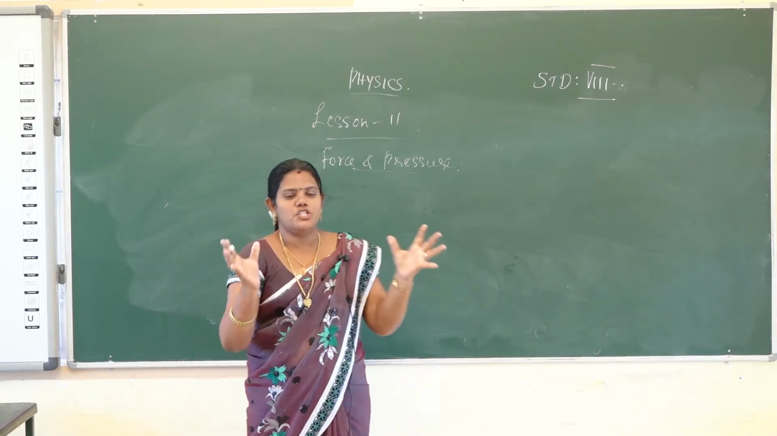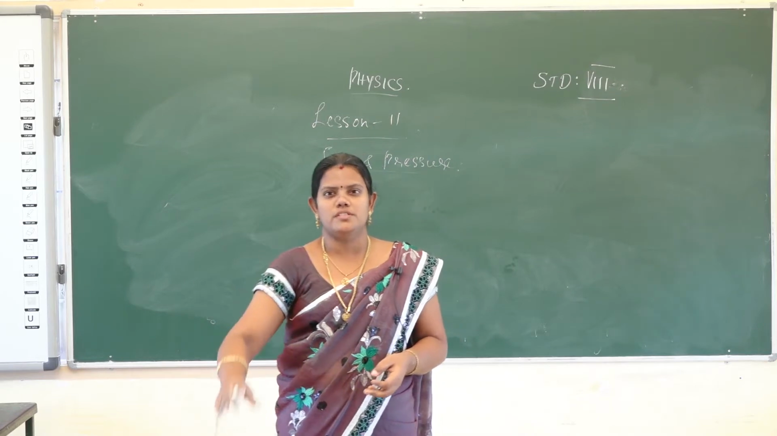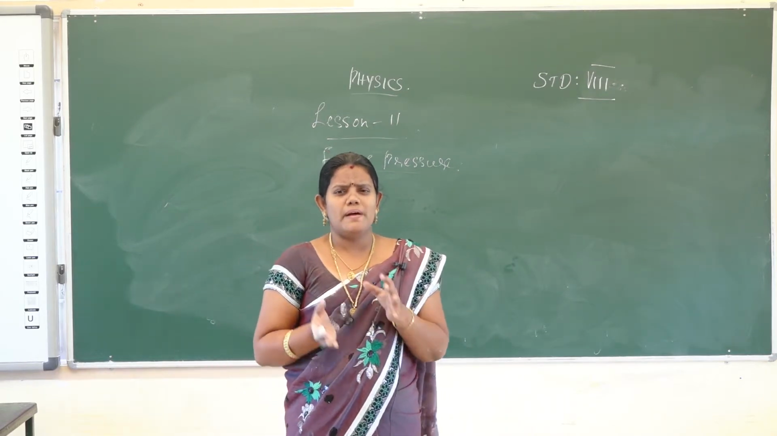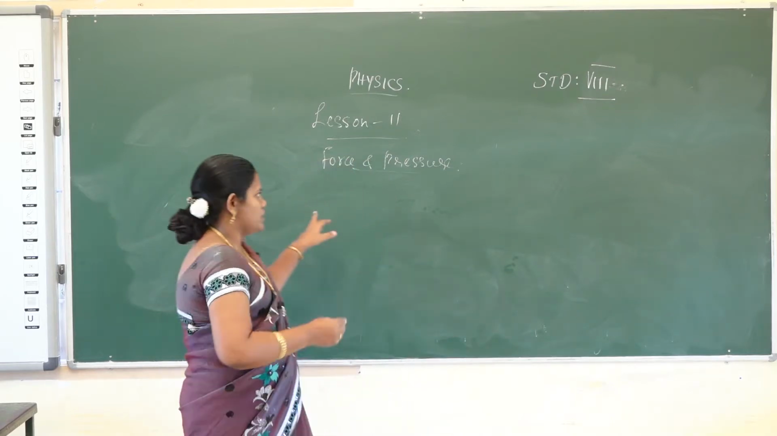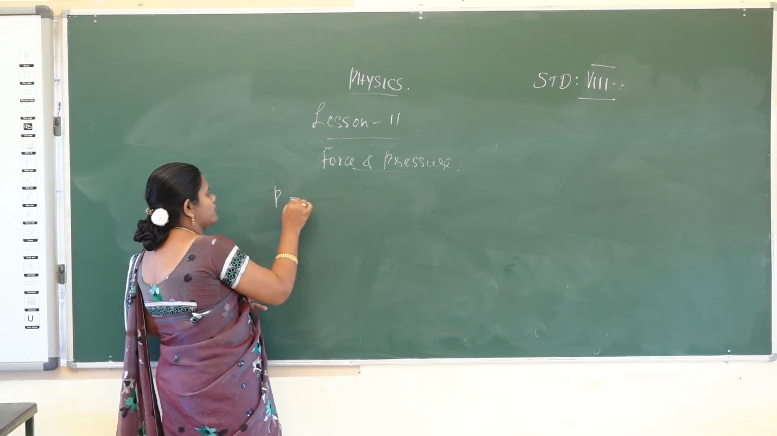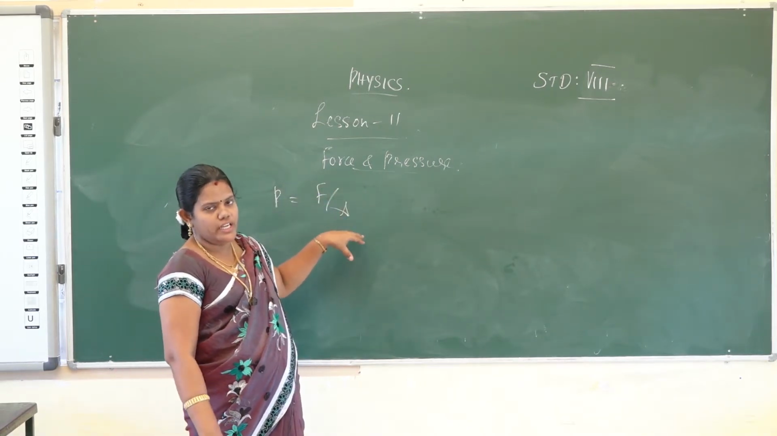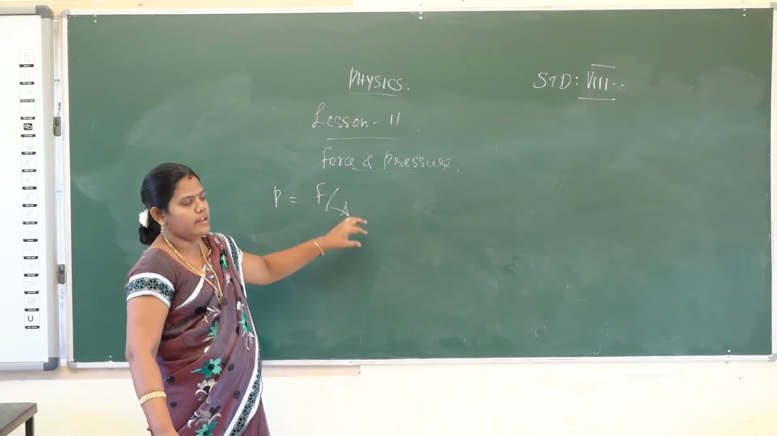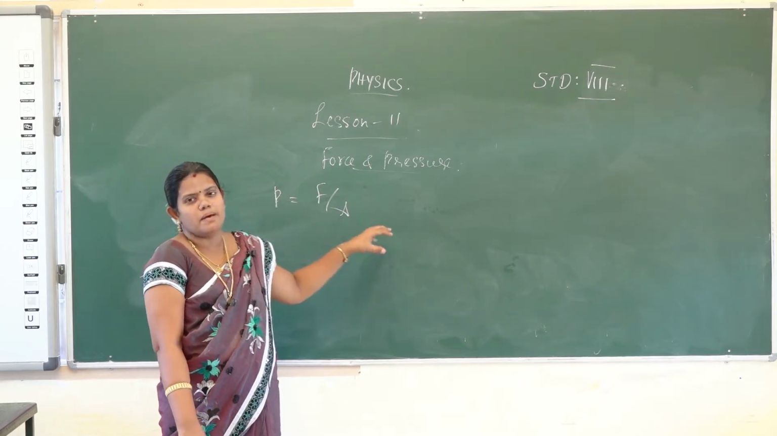So first, what is pressure? Pressure is nothing but the effect of force. When force is applied to a particular area, pressure arises. So pressure P is equal to force per unit area. The force is acting on a particular area. Force divided by the acting area is called pressure. So pressure easily arises by applying force.